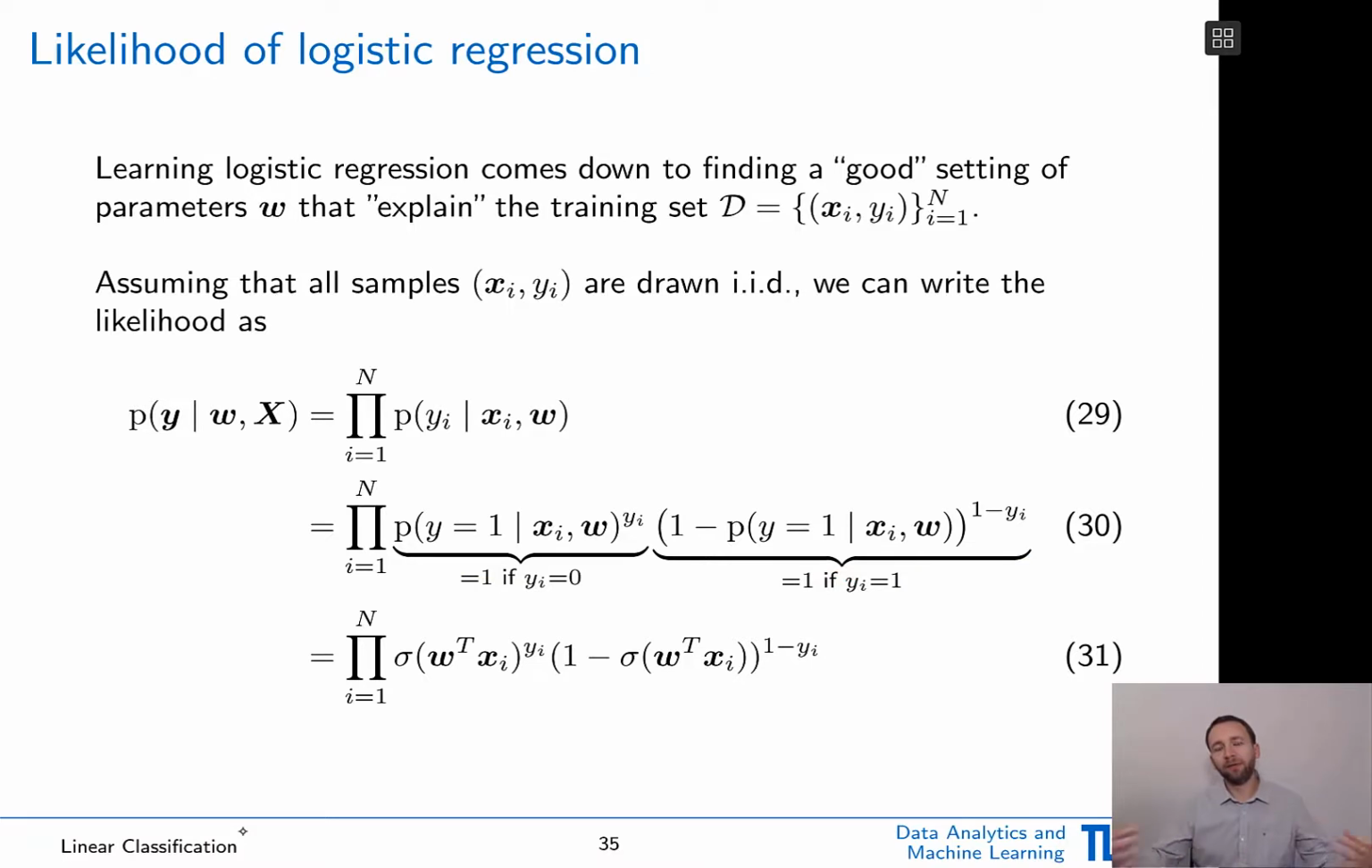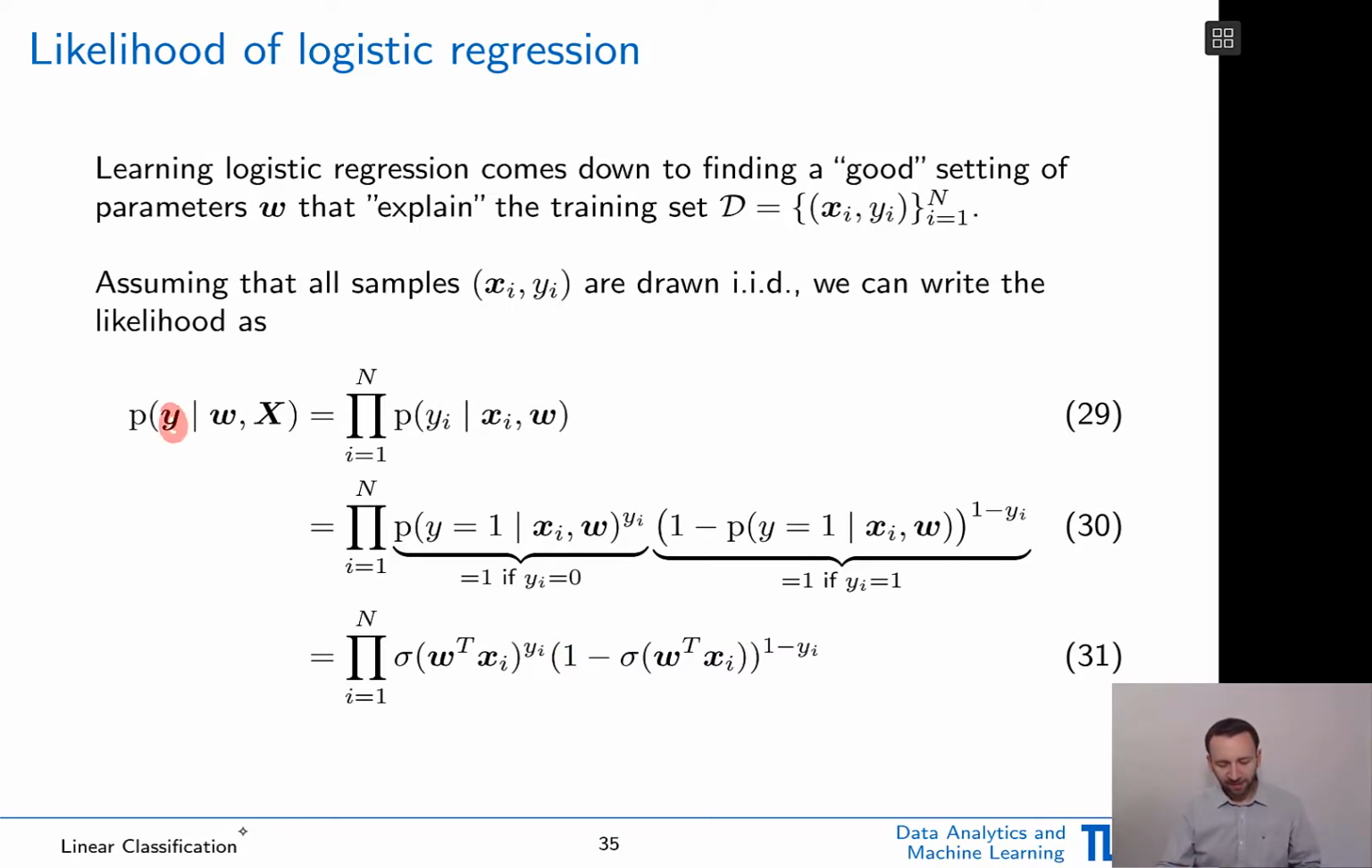And then finally, we can rewrite this in terms of the actual function, because we have assumed that this follows our simple sigmoid. So this is the sigmoid of the linear function, the bias term absorbed, to the power of the indicator, and then 1 minus the sigmoid to the power of the other indicator.